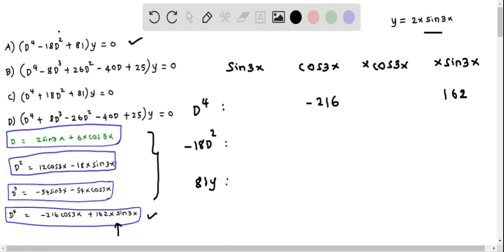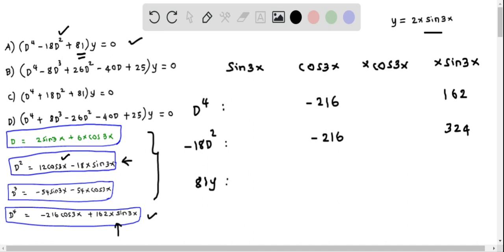And then we have to add negative 18D squared. So basically we multiply D squared with negative 18. That is negative 18 times negative 12 cos 3x. When we do that, we get negative 216 cos 3x. So I put only negative 216 under this cos 3x column. And then negative 18 times negative 18 is positive 324, which is positive 324 x sine 3x. So I put the coefficient positive 324 under the column x sine 3x.